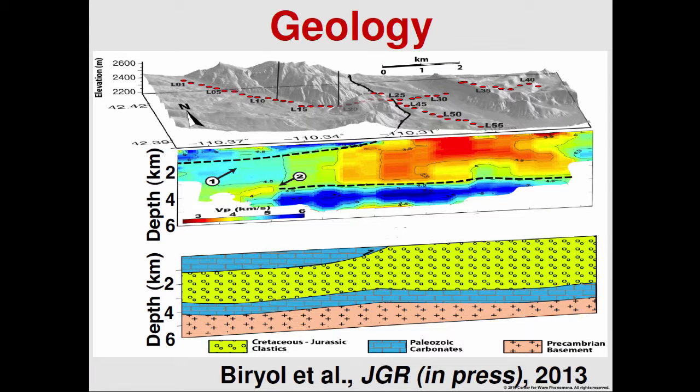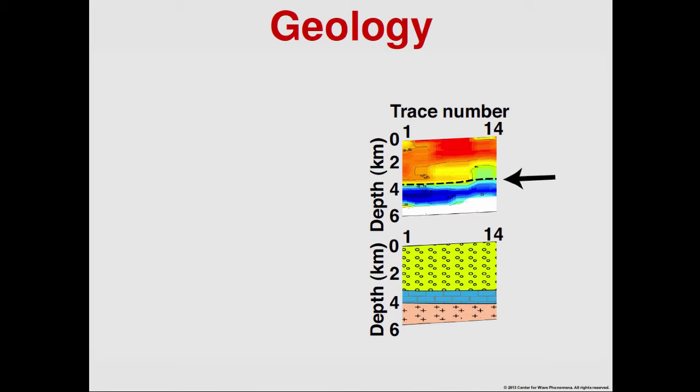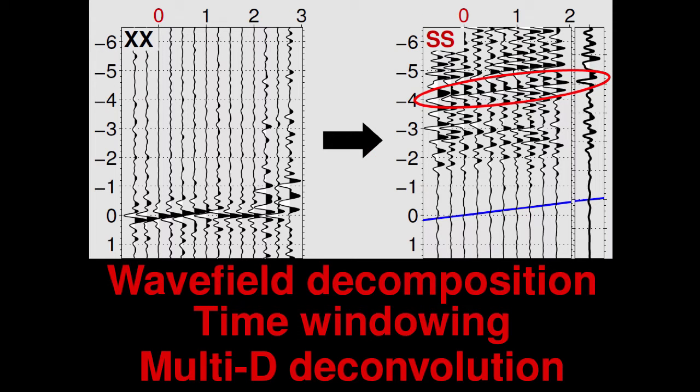This is a velocity model and geology estimated by the previous work, and our receiver array is in this area. The reflected waves in MDD waveforms come from the strong reflector at 3.8 kilometer depth. In summary, we use wave field decomposition, time windowing, and multi-dimensional deconvolution to improve the quality of decomposed waveforms to extract clear reflected body waves.